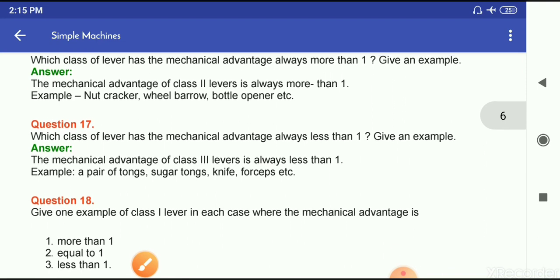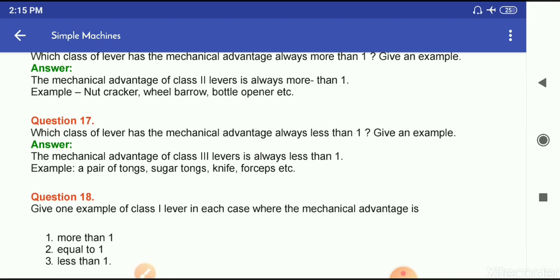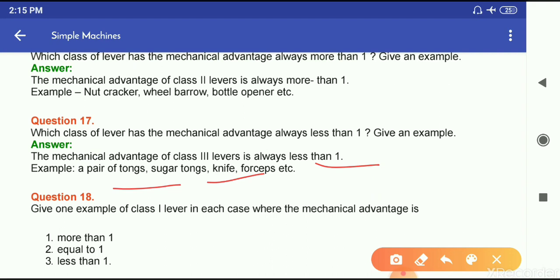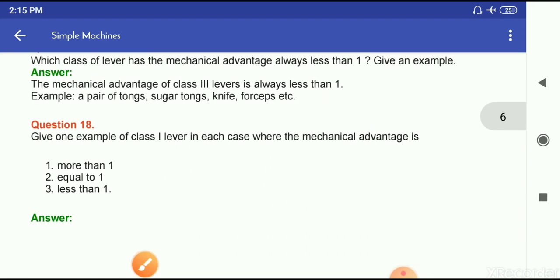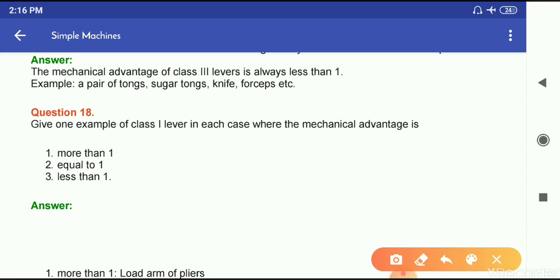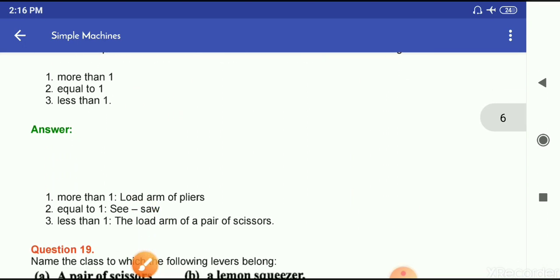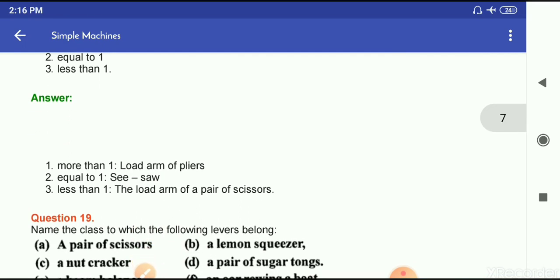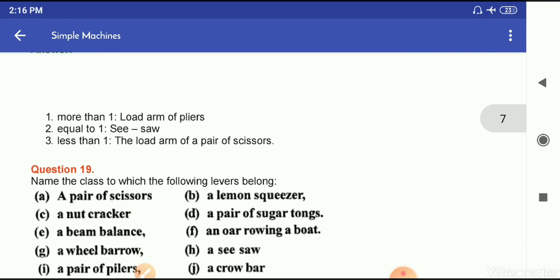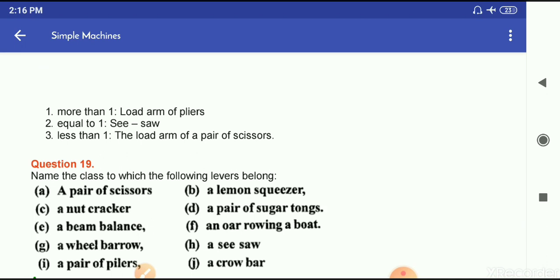Question number 17. Which class of lever has a mechanical advantage always less than one? Give an example. So the mechanical advantage of class third lever is always less than one. Example, a pair of tongs, sugar tongs, knife, forceps, etc. Now question number 18. Give an example of class 1 lever in each case where the mechanical advantage is more than 1, equal to 1 and less than 1. So for more than 1, load arm of pliers; equal to 1, seesaw; and less than 1, the load arm of a pair of scissors.